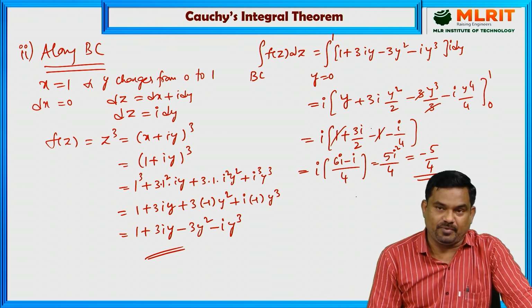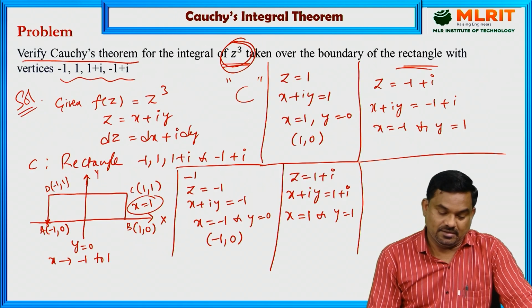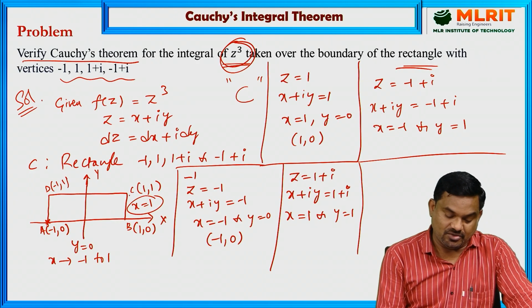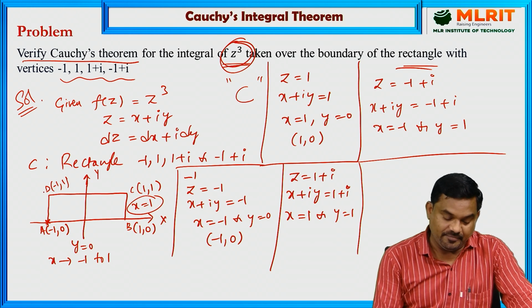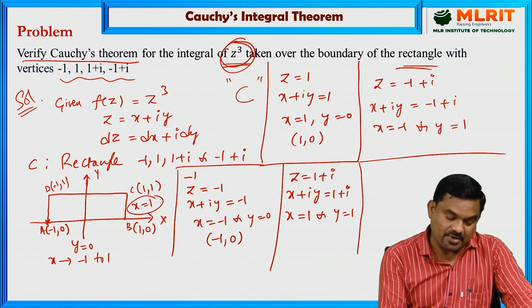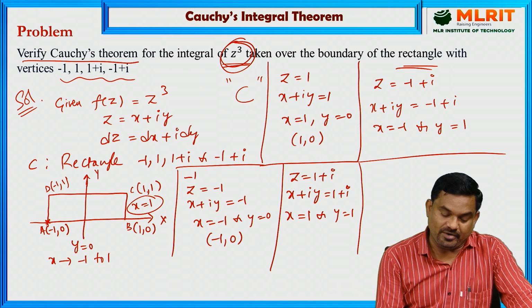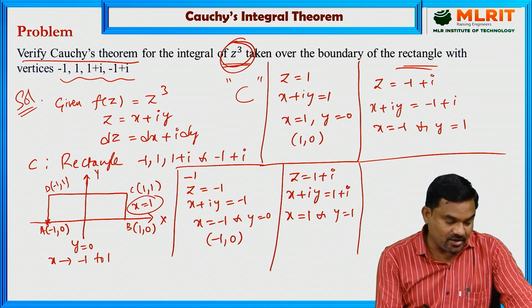Similarly, we need to find along the others. AB is over, BC is over. Now, along CD and DA left. Now, along CD, you can clearly identify that here the point is 1, comma 1. So the value of y doesn't change here. So y equal to 1, that is fixed.